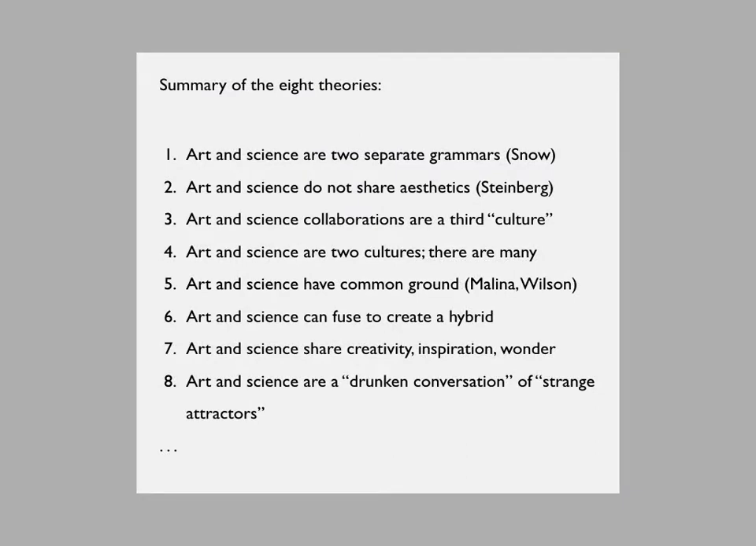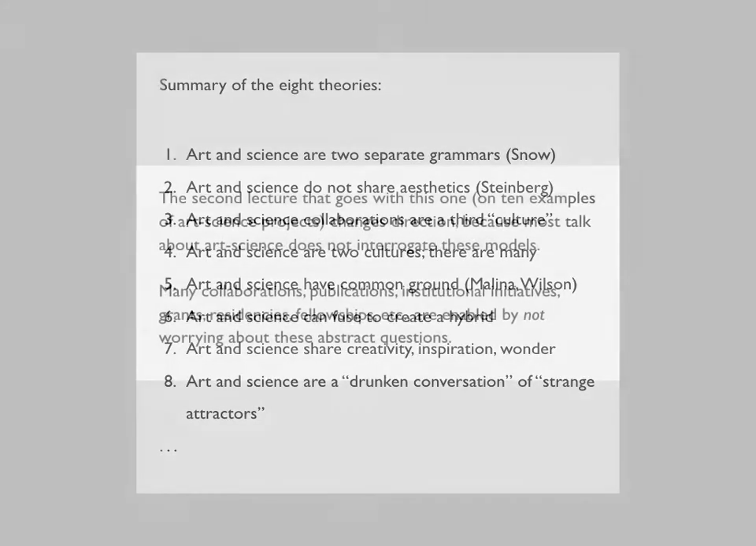So there's the summary of the 8 theories, or I guess it's 7 theories and then a theory about the theories. Anyway, I'm not invested in the number 8. I put the ellipsis down at the bottom just to signal that, for heuristic purposes, I think it's useful to divide these in this way.